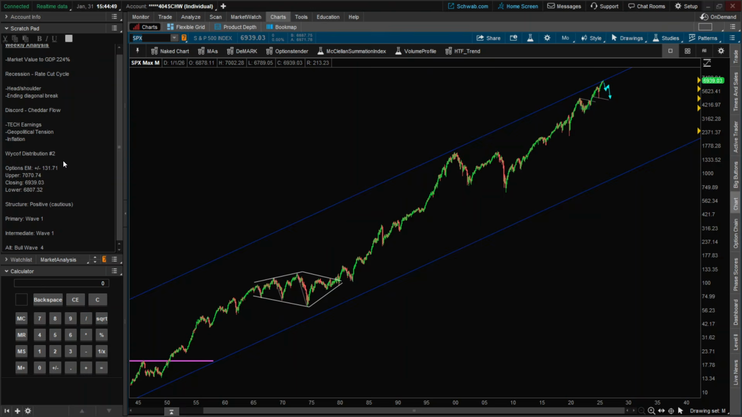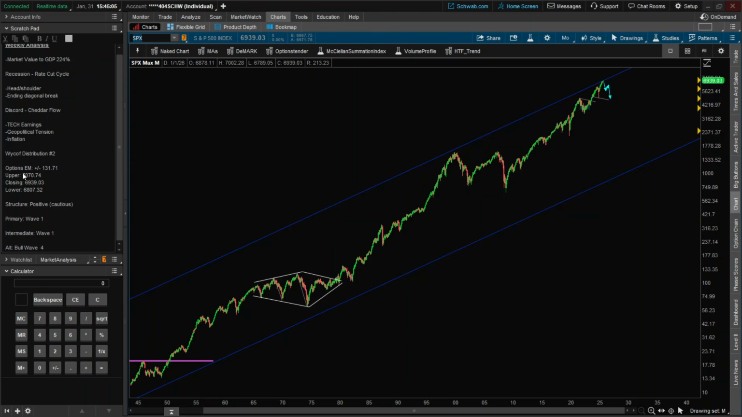Okay. So looking at Wyckoff distribution. And by the way, I have this number 2. If you look up Wyckoff distribution number 2, that's what SPX is doing, getting higher highs. And it's actually distribution number 1 for NDX.